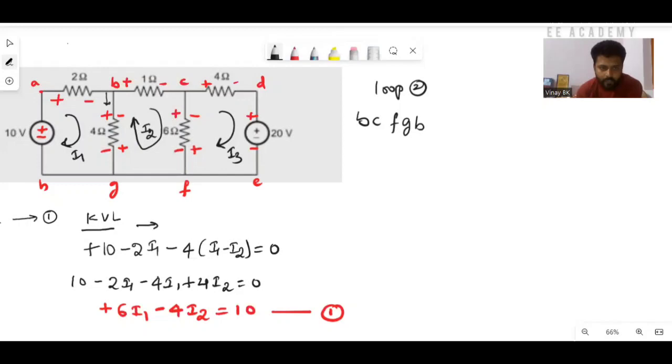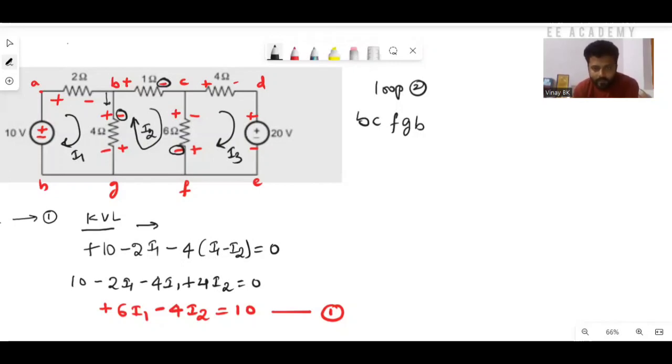Here, for the upward direction, I am considering the second polarity. Either you can consider the first, but the rule is that if for the first loop you consider the first polarity, for all the loops you have to consider the first polarity only. If for the first loop you consider the second polarity, for all the loops you have to consider the second polarity. So I consider the second polarity for all the branches once after giving the polarities. Okay, so now we'll write here.